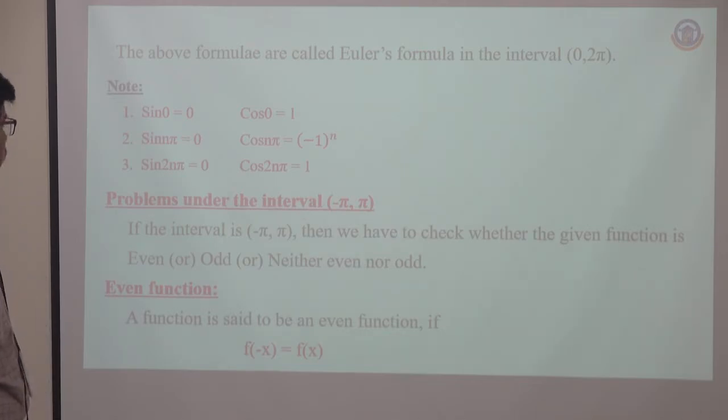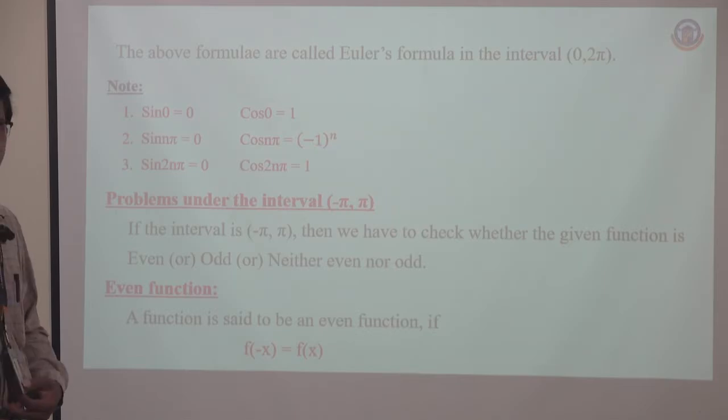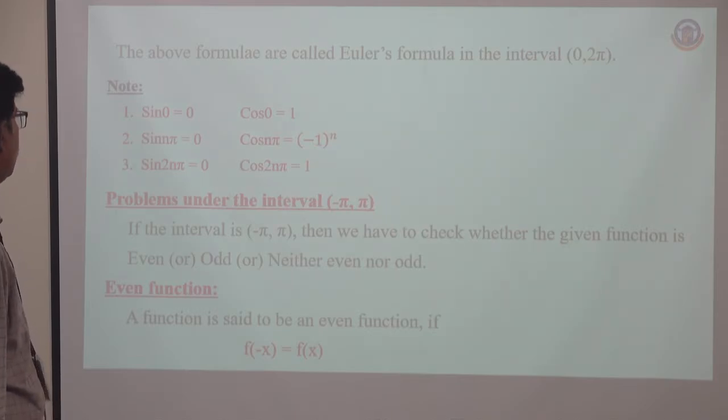Note, we have to consider some important points, the values of sin 0 and cos 0 and some other values. So sin 0 is equal to 0, cos 0 is equal to 1, sin n pi is equal to 0 and cos n pi is equal to minus 1 power n, sin 2n pi is equal to 0 and cos 2n pi is equal to 1.